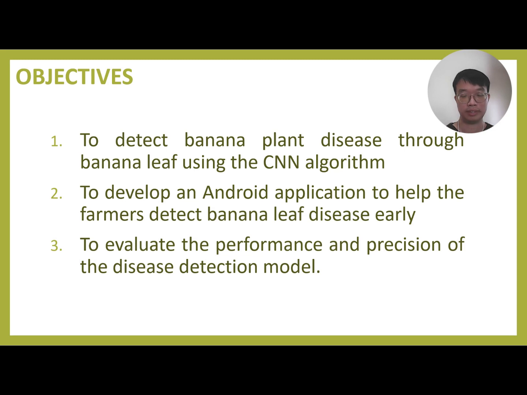Next, the objectives of the project are to detect banana plant disease through banana leaf using the CNN algorithm, to develop an Android application to help the farmers to detect banana leaf diseases early, and to evaluate the performance and precision of the disease detection model.